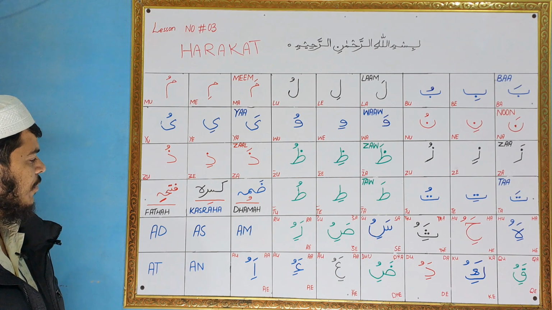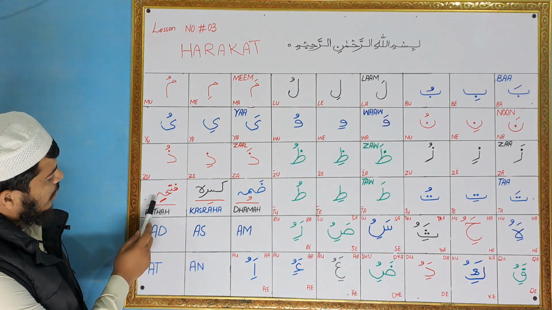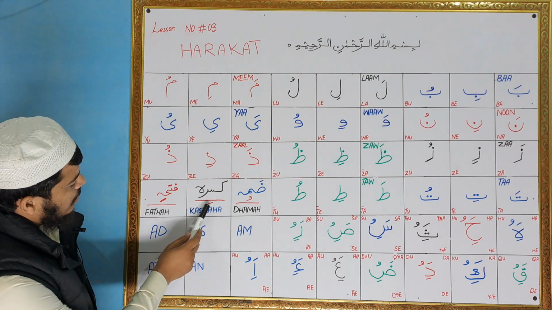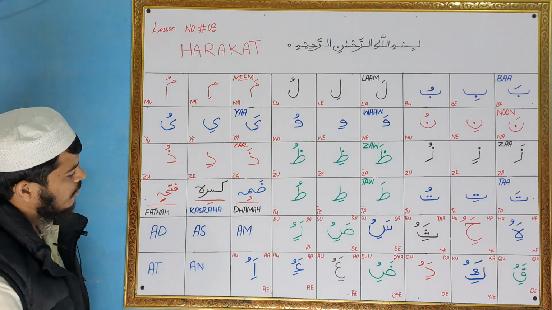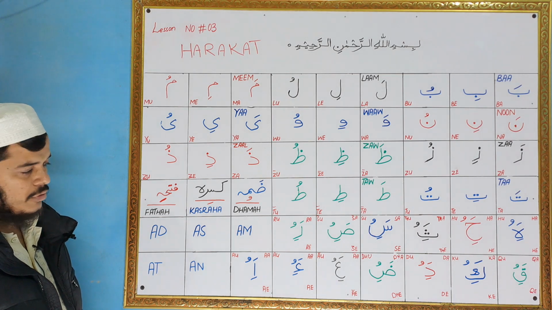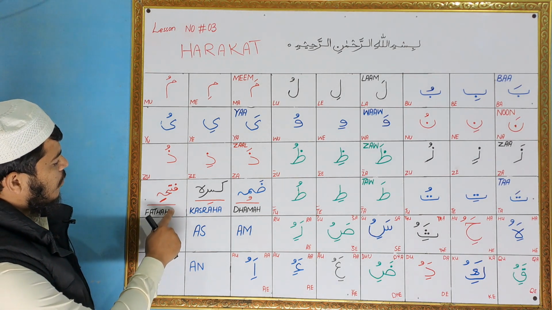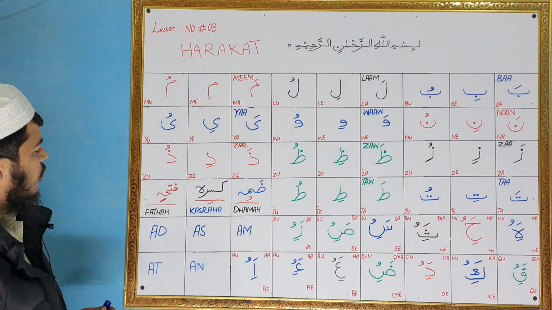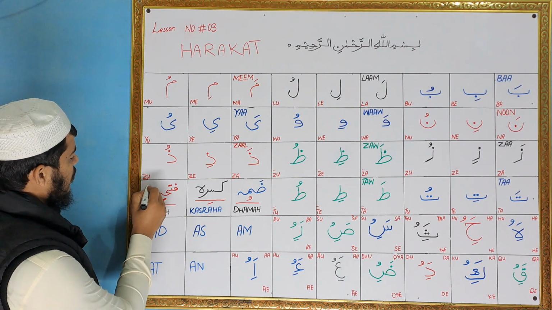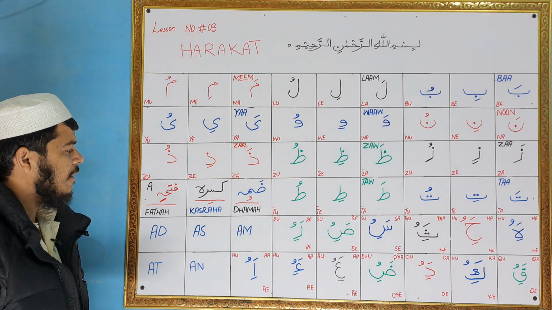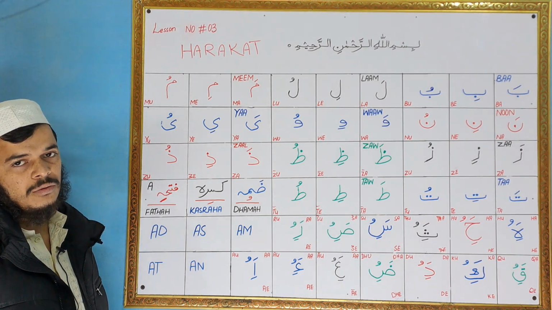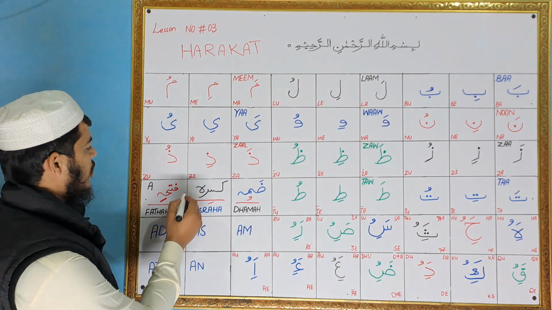give a sound. If this line comes on top of a letter, we will call it fatha. If the same line comes underneath the letter, we call it kasra. In fatha, we will increase the sound. It will kind of give the a sound at the end. And when kasra comes underneath the letter, we will lower the sound and it will kind of give the e sound.